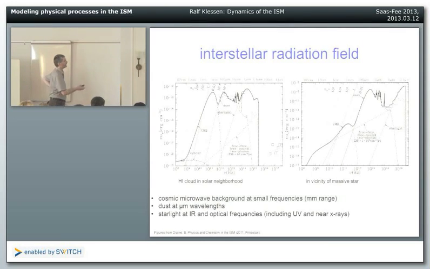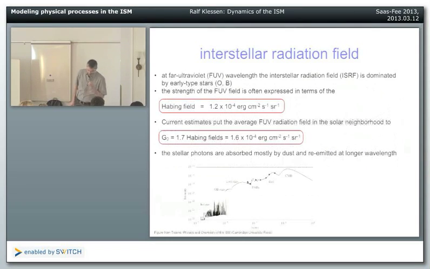And of course, this can drive different chemical reactions. If you're close to a massive star, you probably are ionized. We've seen pictures yesterday. And if you're away from a massive star, you have mostly neutral medium, or, depending on how dense you are, molecular medium.